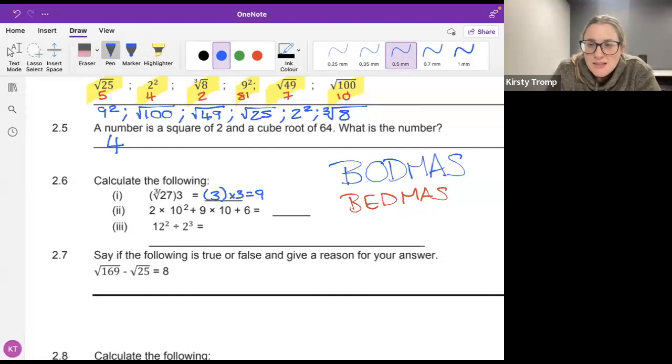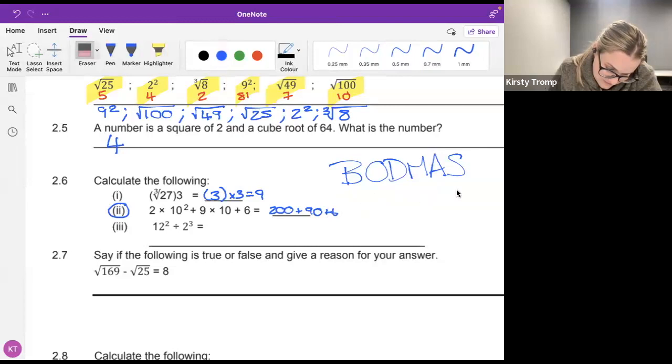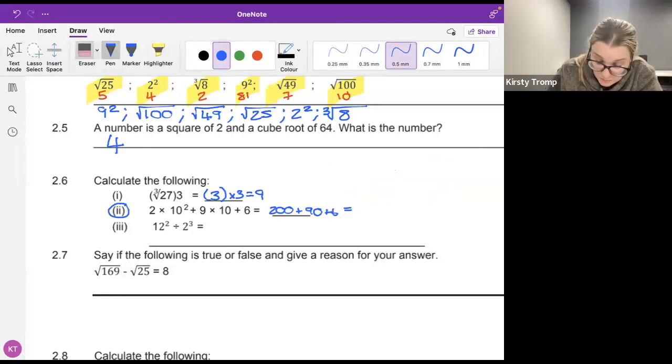All right, Christina, are you doing number 2 with me? Yeah. So the cube of 10 is 100, and then 100 times 2 is 200. Good. And then 9 times 10 is 90. Good. And then 200 plus 90 is 290 plus 6, which equals 296. Good, because I did BODMAS, I have to do it in order. Good, because I have to do the multiplication first, hey?